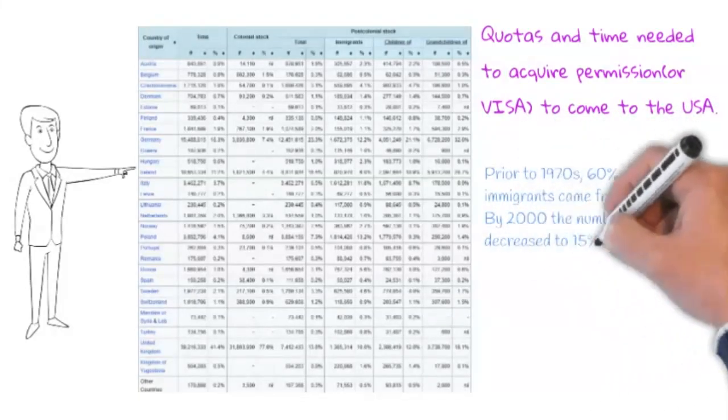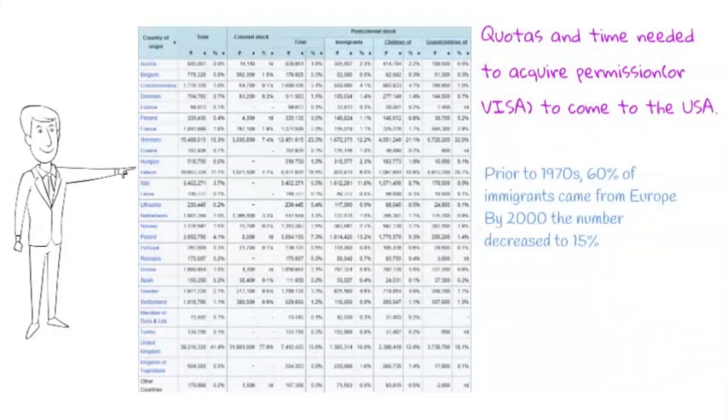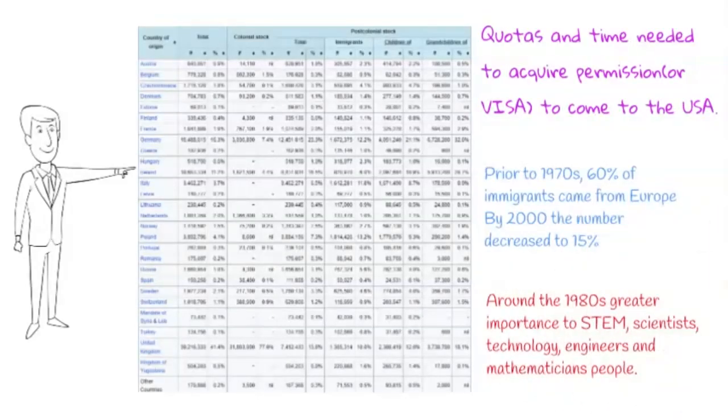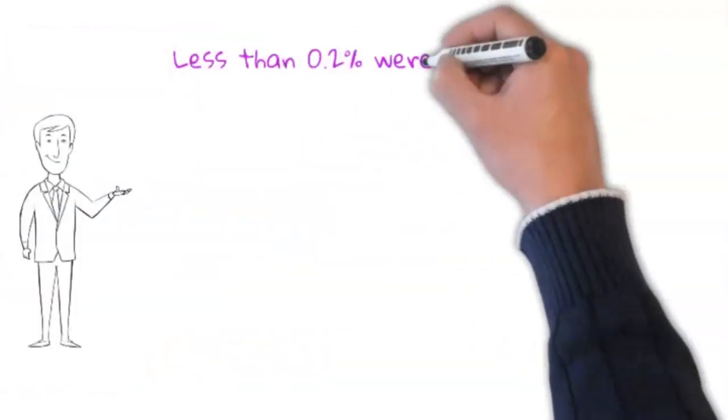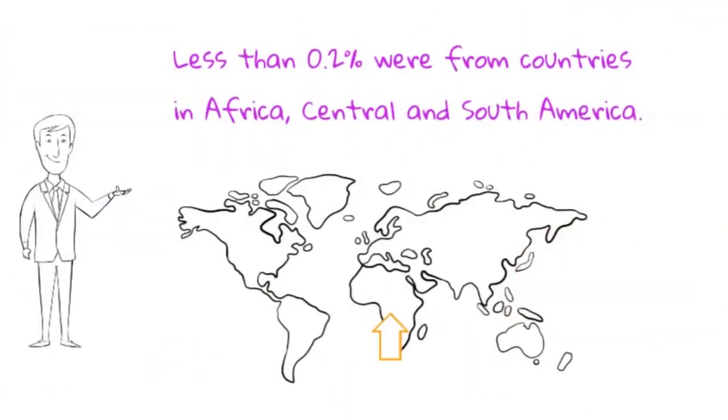Prior to the 1970s, around 60% of immigrants came from Europe, but by 2000 this number decreased to 15%. During the 1980s, great emphasis was placed on people with skills, particularly STEM: scientists, technology, engineers and mathematicians. Many came from China and India. Less than 0.2% were from countries in Africa, Central and South America.